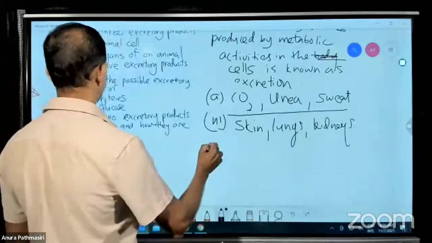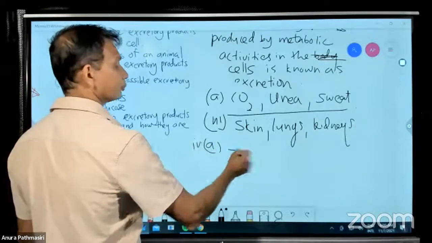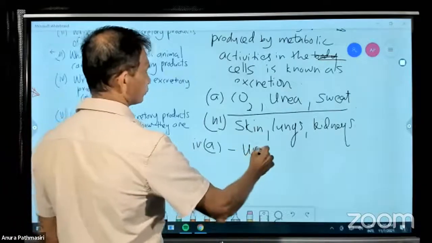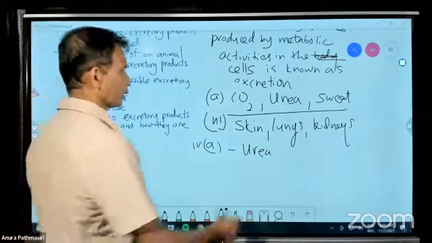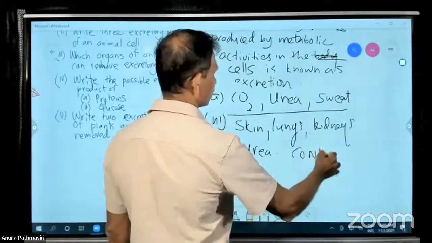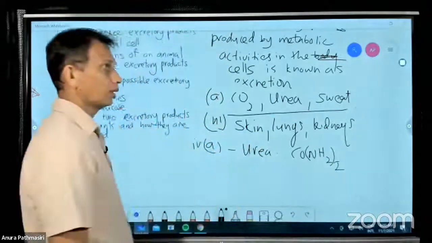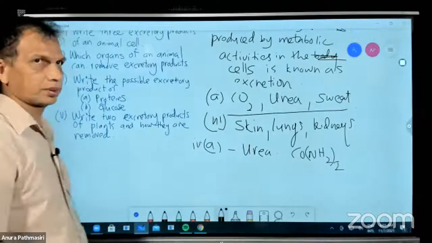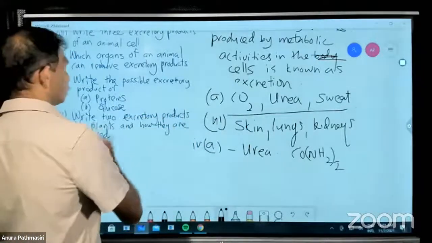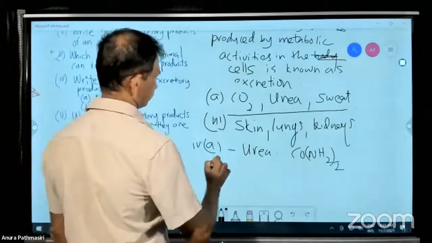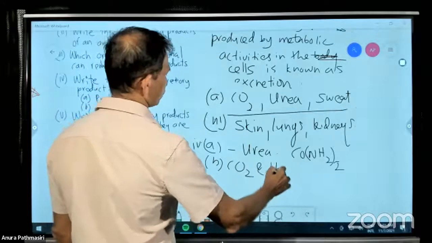Write the possible excretory products of protein. I told you, right? What are the possible excretory products? Proteins give urea, CONH2 twice. Deamination. Glucose, CO2 and H2O.